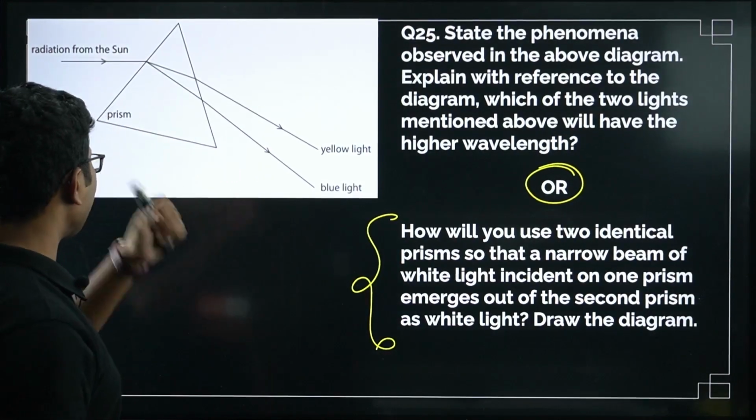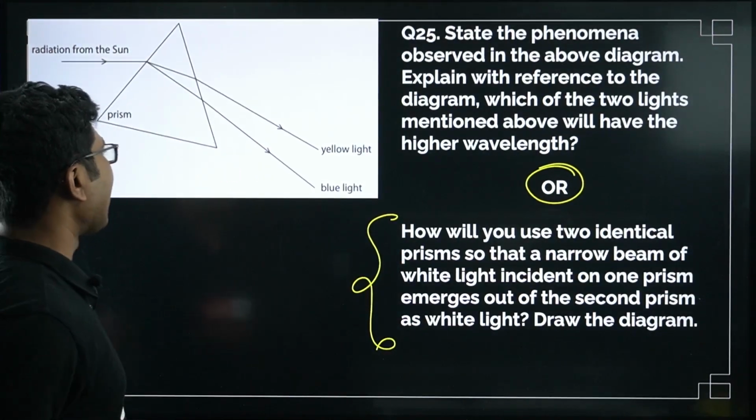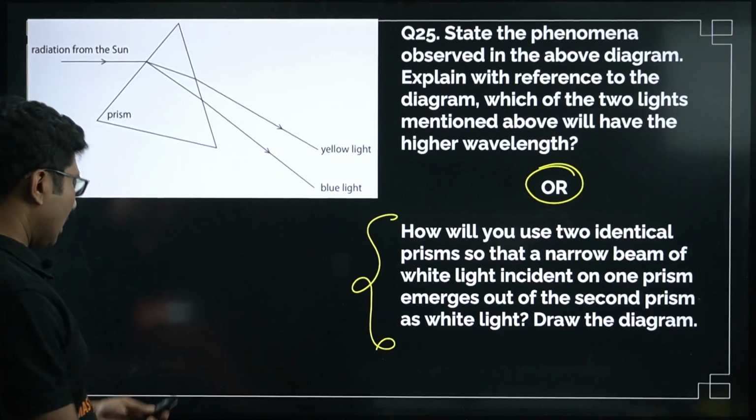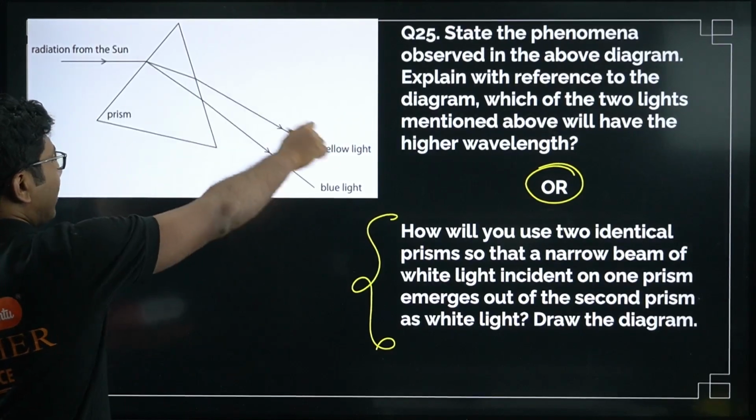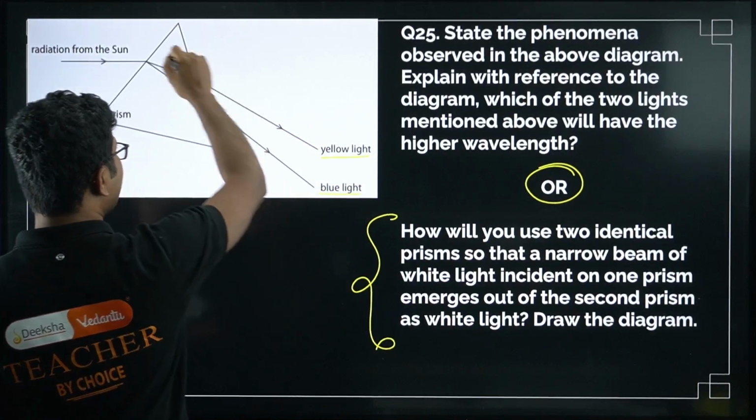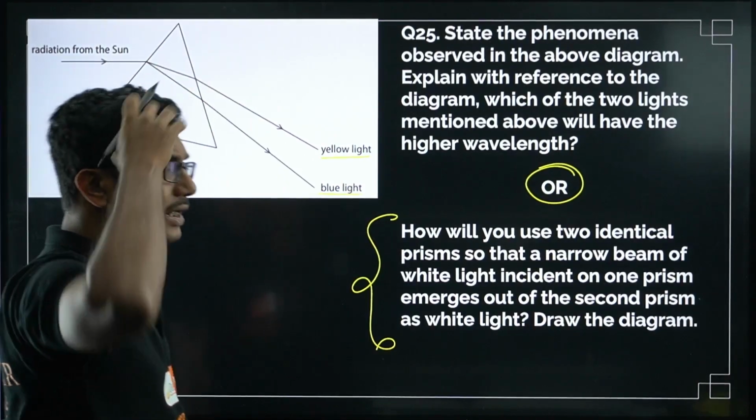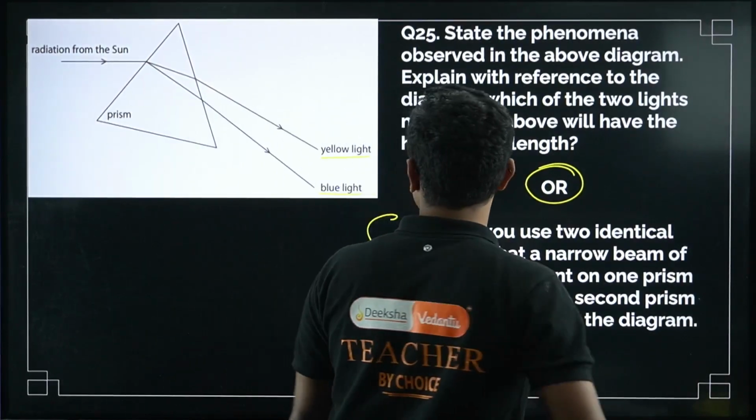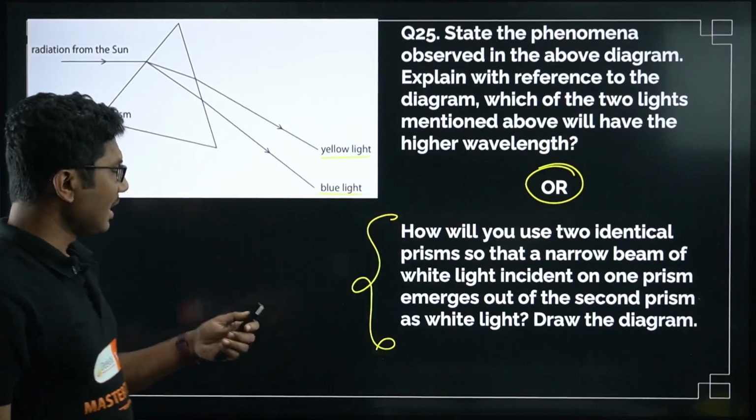First question, first of all, you have to remember that this is not red light, this is yellow light, and this is not violet light, this is blue light. So they have taken two intermediate lights, and based on that they have drawn this diagram. Now let's see.